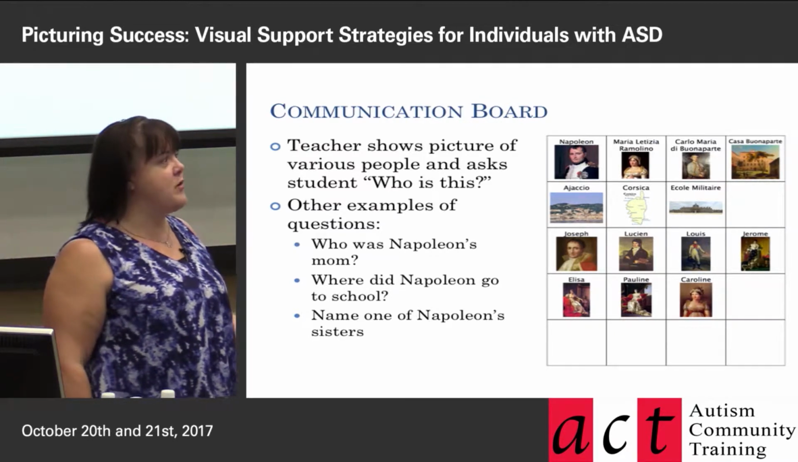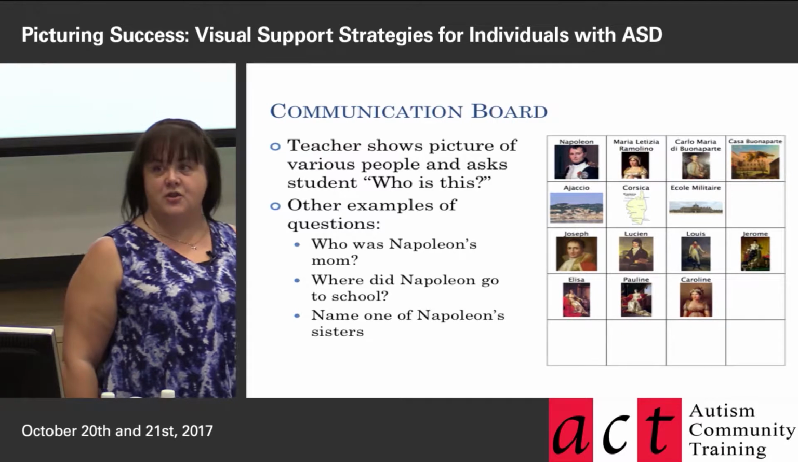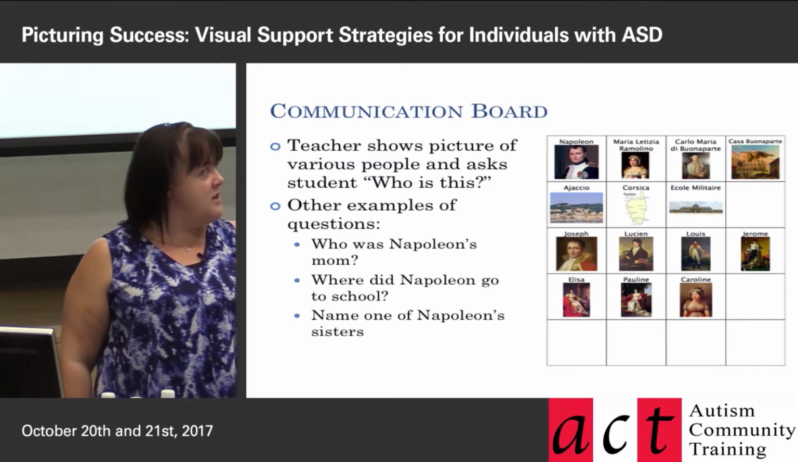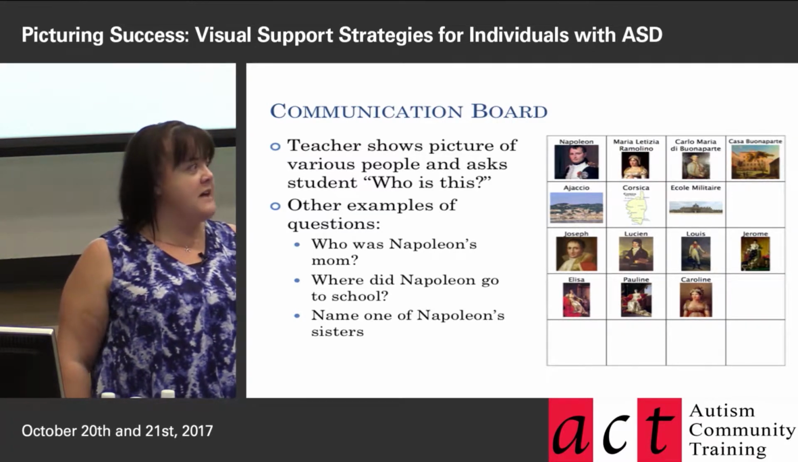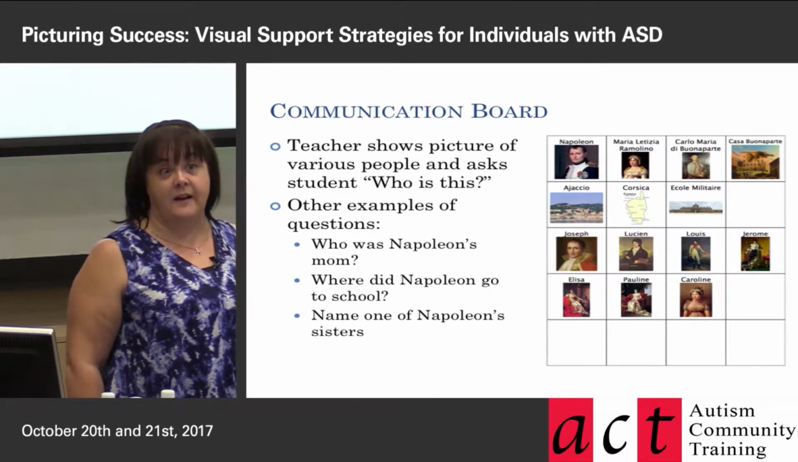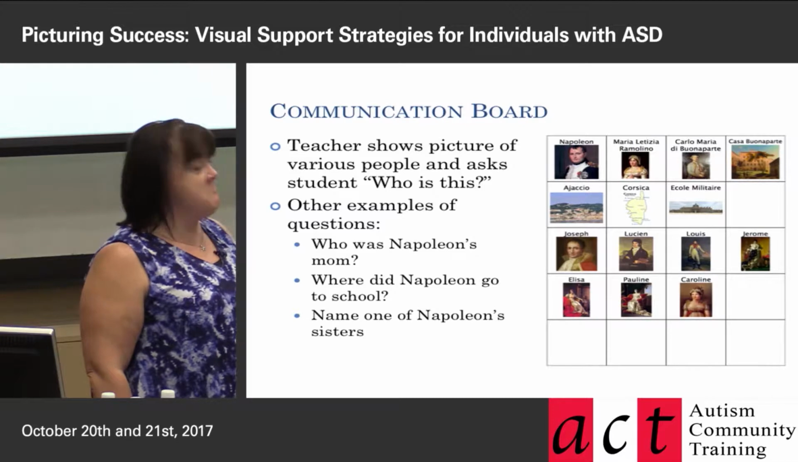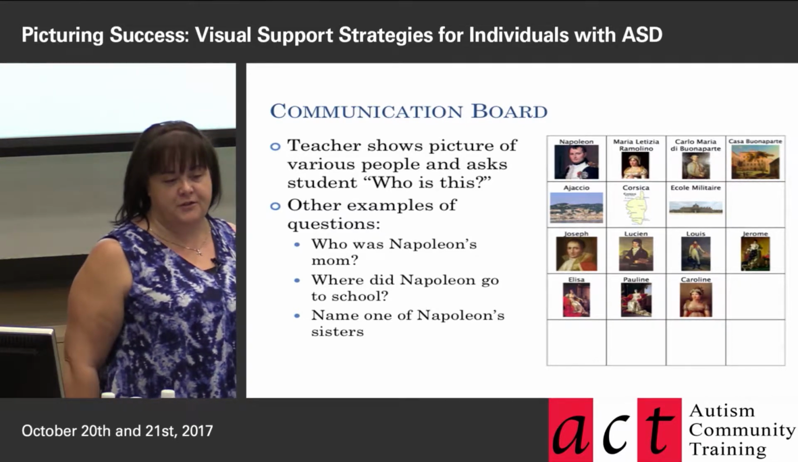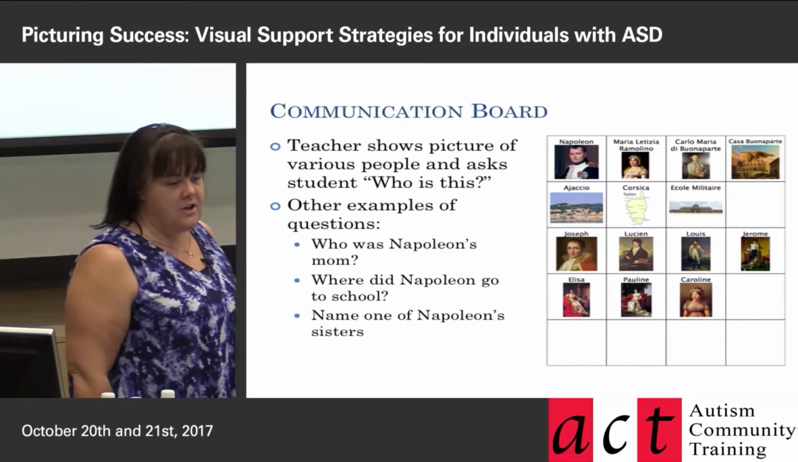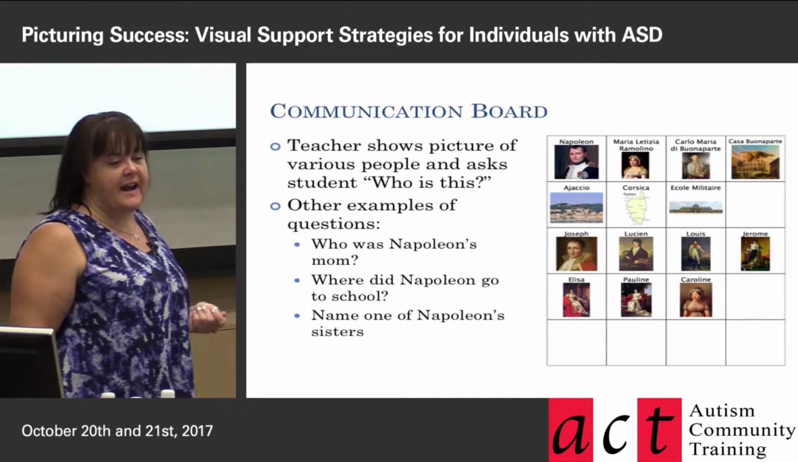So if he's able to discriminate the correct answers, we could give him a communication board. Now he uses that to be able to answer the questions. He has the vocabulary, right? Because if you don't have the vocabulary to answer and if you don't speak, how do you participate? You don't, okay? So those are different ways of helping with question and answer.